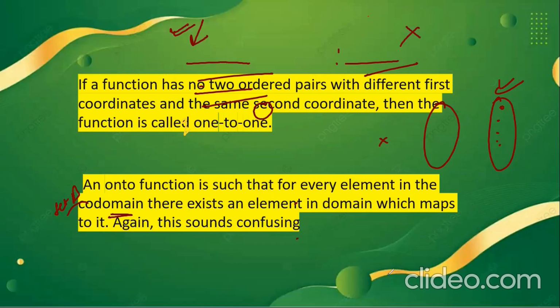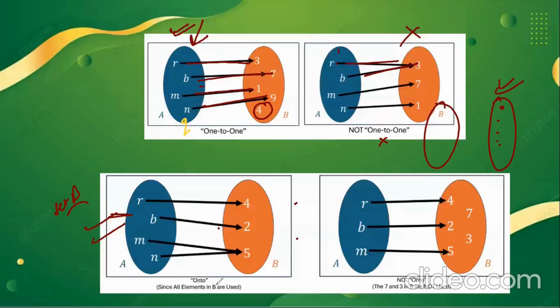Again, this sounds confusing, so don't get confused. Just see it here. I will show you. Kindly see this one. This is an onto one because every element in set B is connected with something. 2 is connected with this, 5 is connected with M and 5 is connected with N. So this is not one-to-one, but this is onto. This is not onto because 7 is alone and 3 is alone.